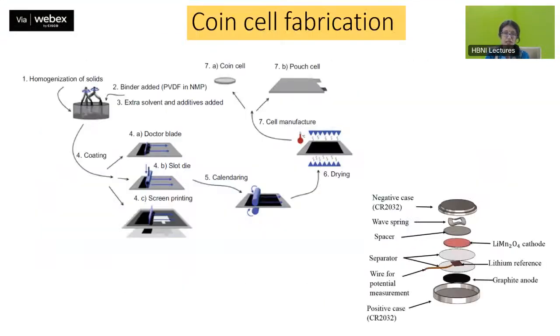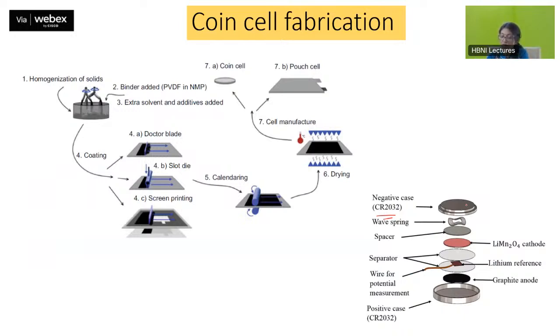So how do you fabricate? I spoke so much about materials, so now you should know how the fabrication of this coin cell is done. In a coin cell, this is a CR2032 kind of configuration. The coin cells which are normally used, the materials are tested in this kind of cell configuration mostly. 2032 is nothing but the dimension of this particular coin cell.